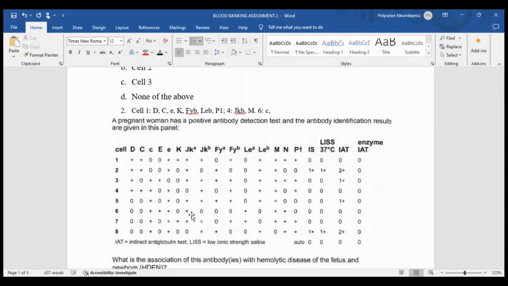Okay, JK can be excluded. Yes, now it can be excluded like this. Lewis A. Okay. N cannot be. And the cell number 6, now we have finished. And we go to cell number 7, right? Yes, cell number 7.